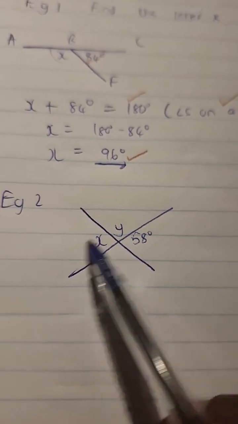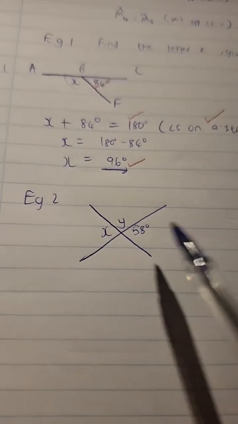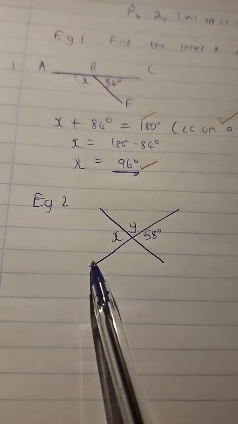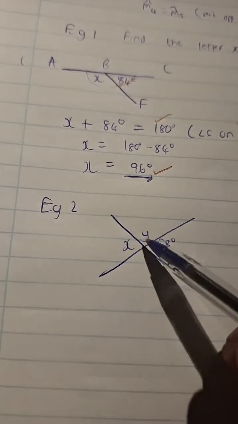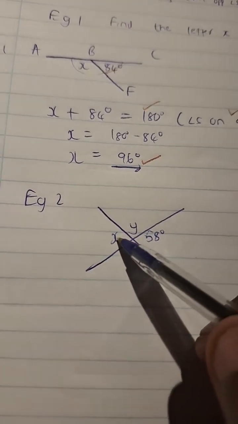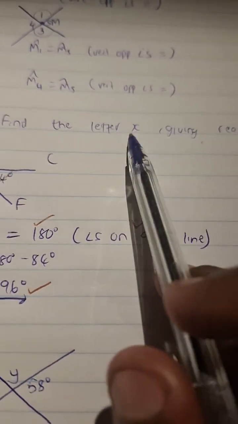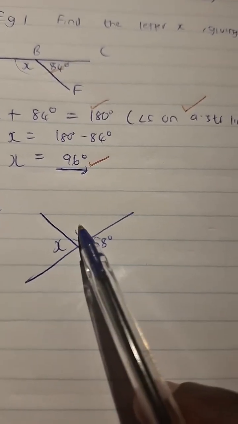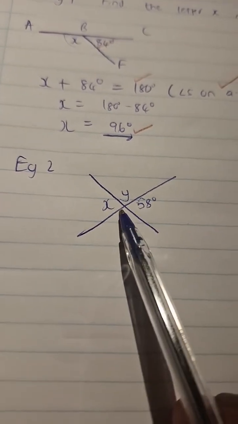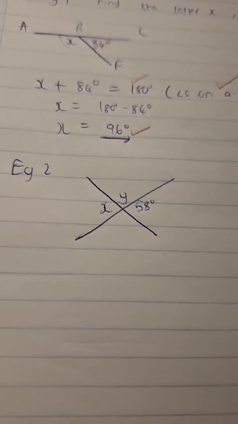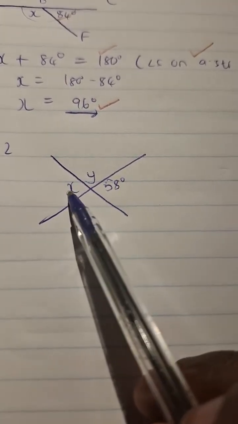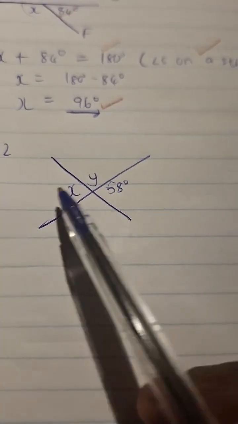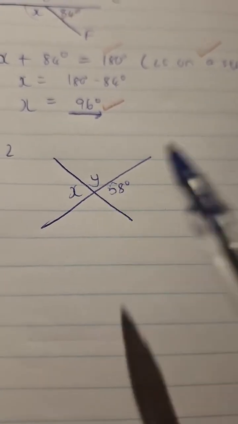So yeah, all right, let's look at this question. Once again, we have two straight lines, and they cut each other, or intersect each other, at this point. We want to find the letters x and y in this situation, and we want to give reasons for why we are finding those particular angles. So when we look at the 58 degrees and the x, is there a relationship that exists between x and 58 degrees?